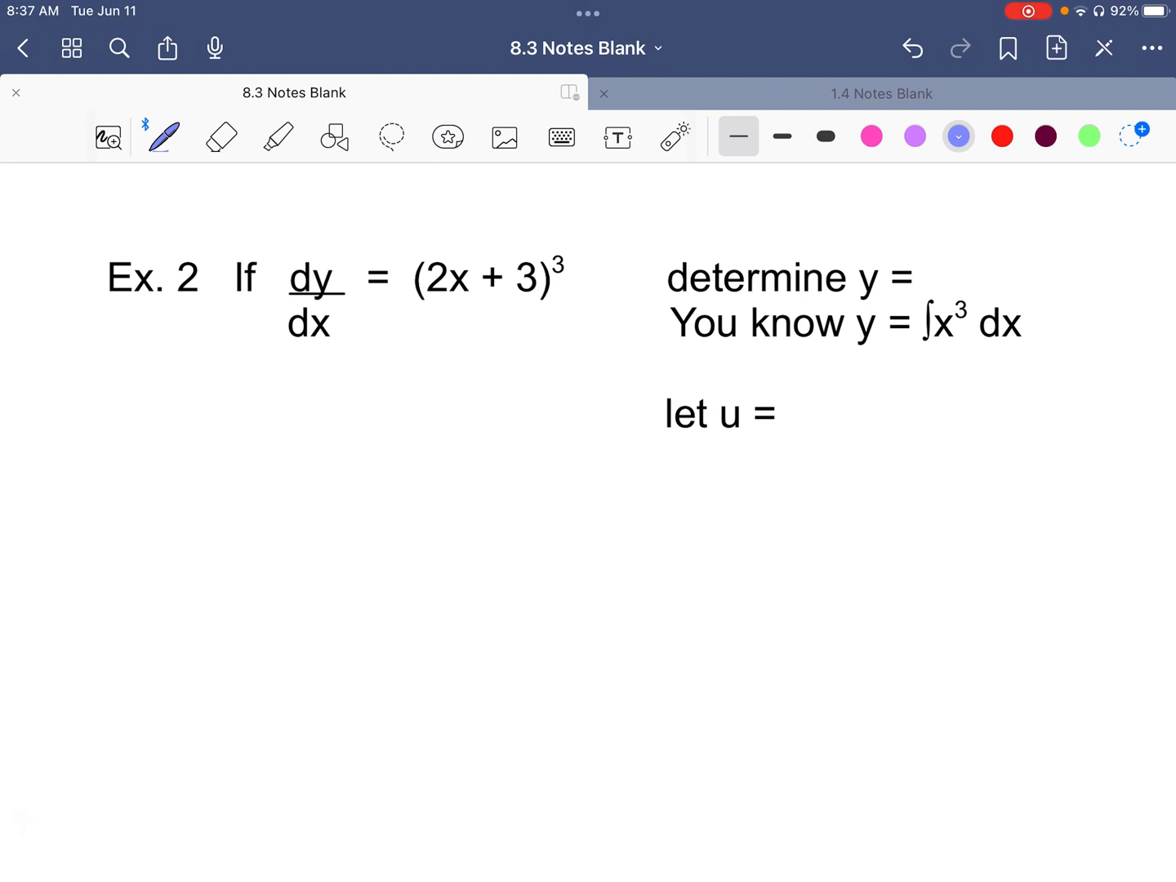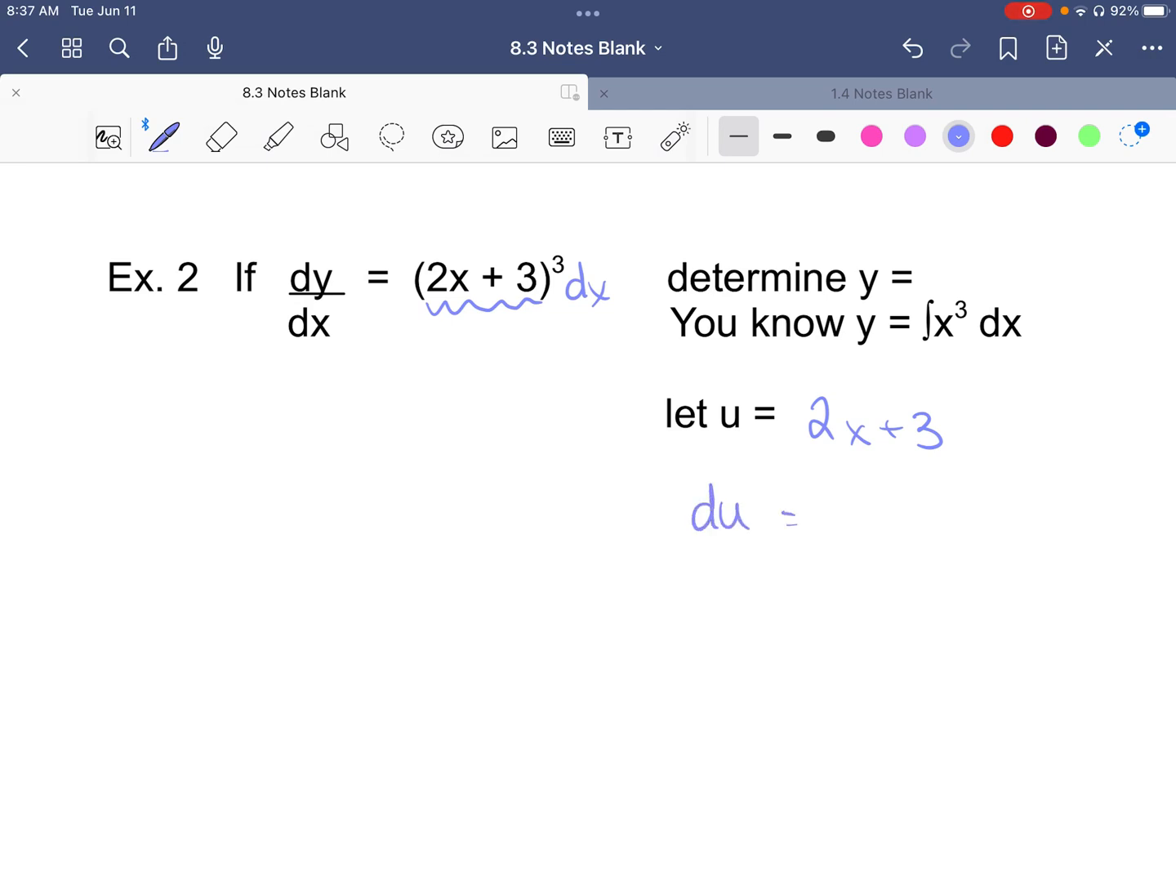So for example 2, if dy dx equals (2x plus 3) cubed, this technically also has a dx in it. We don't know how to do sort of an inverse chain rule, but if this was just an x cubed, we could take the integral of it. So we're going to let u equal 2x plus 3. That's sort of the piece we don't like.